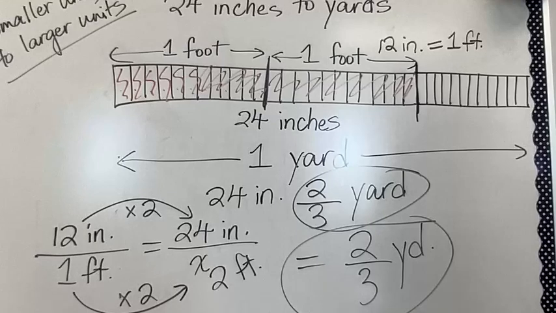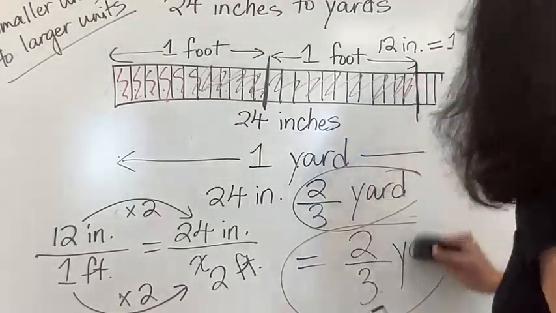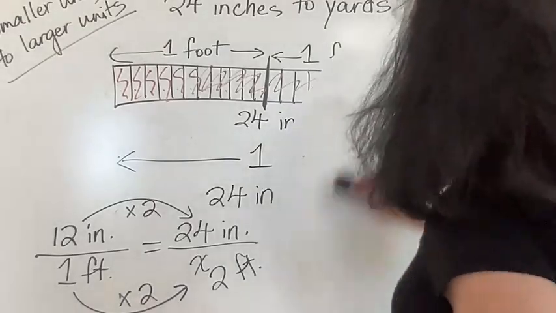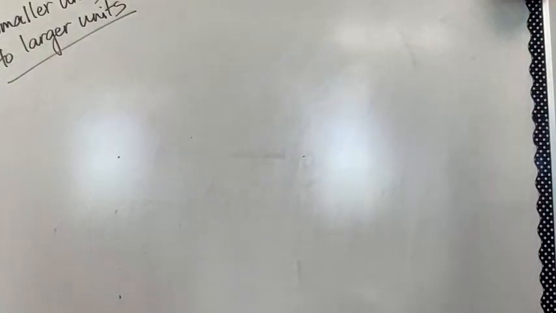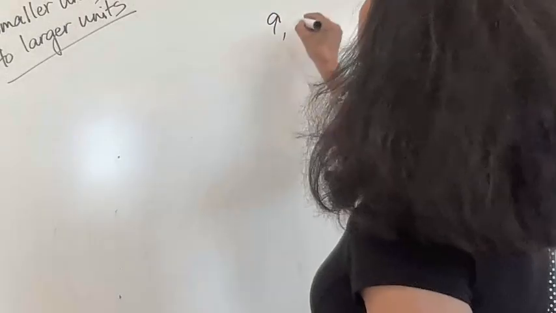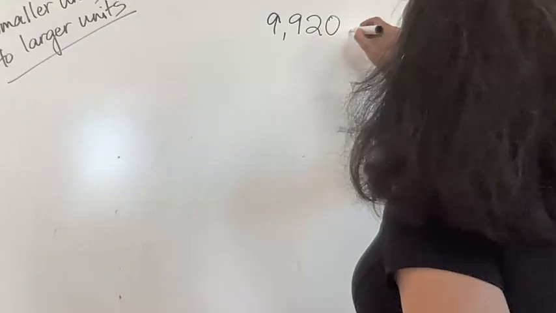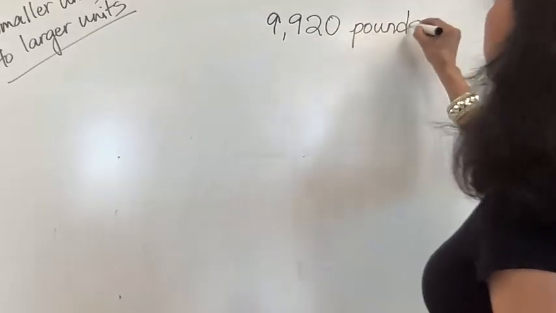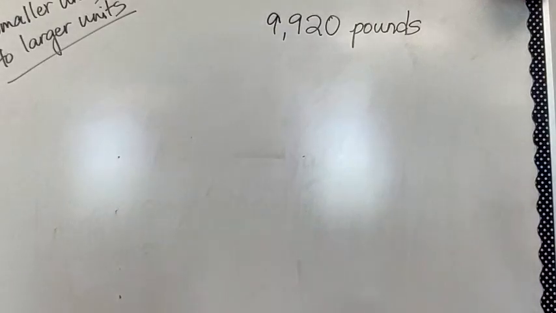Okay. Let's do another problem really quick, and I am going to convert smaller units to larger units again. So I'm just going to use equivalent ratios to solve that. So let's say I have a question, and a male hippopotamus can weigh as much as 9,920 pounds. Okay, a male hippopotamus can weigh this much. How much is this weight in tons?